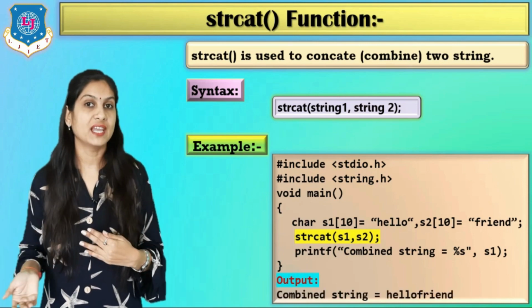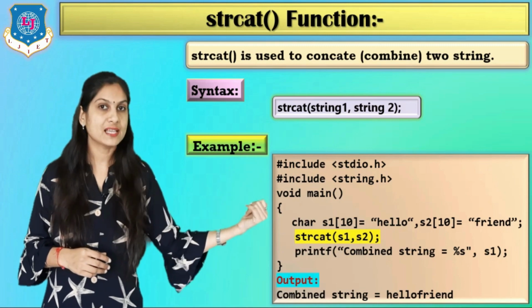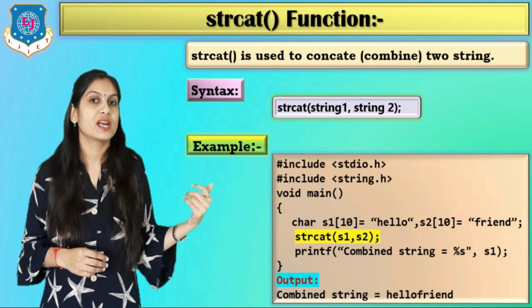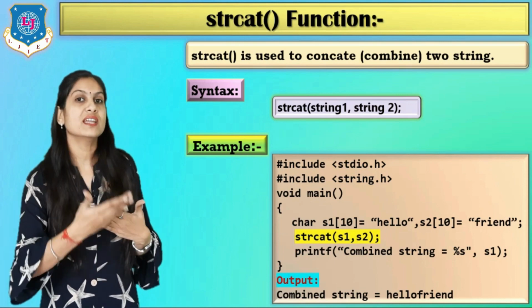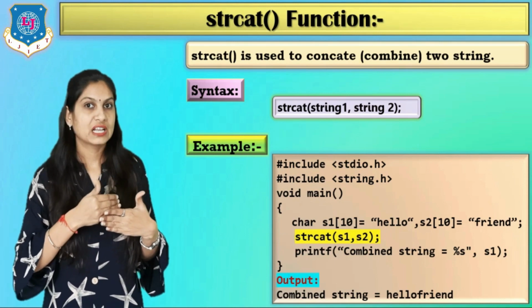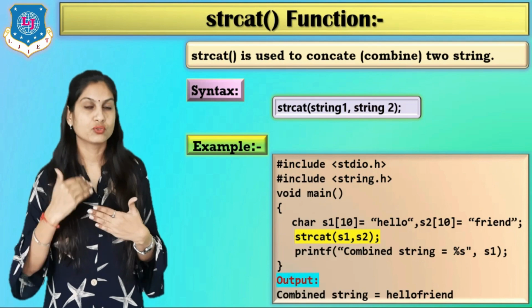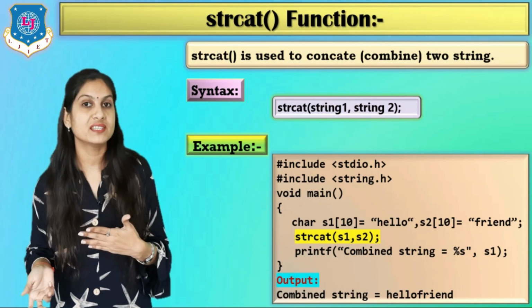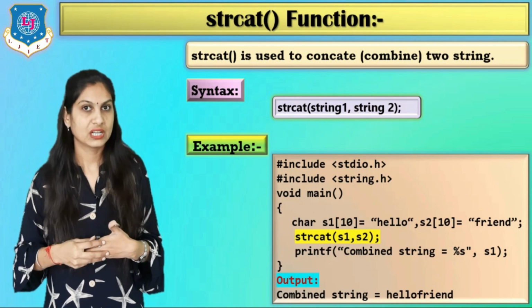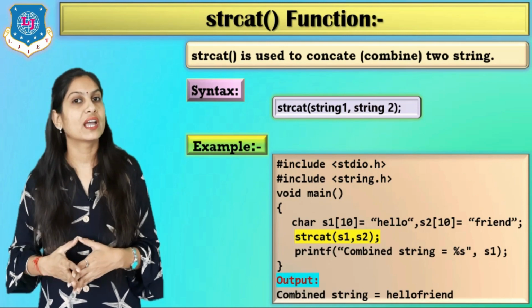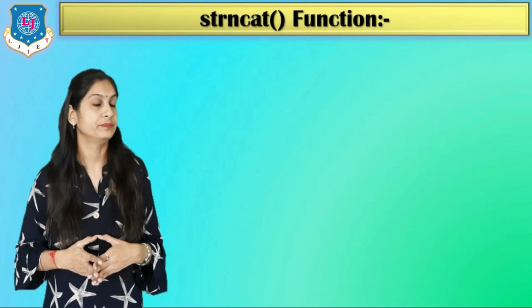But suppose you are change like s1 comma s2 in strcat, if you are writing s2 comma s1, then what happened? The s1 data is combined with s2, clear, and stored in a s2. So in that case our output will be changed. First the friend is there and then it is combined with hello. Clear? So as per your requirement you can choose any of them.